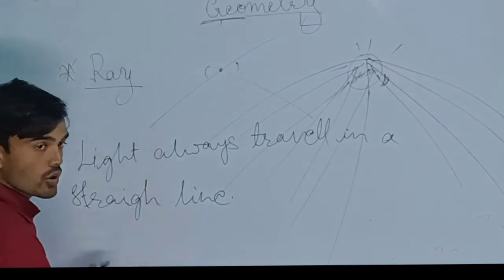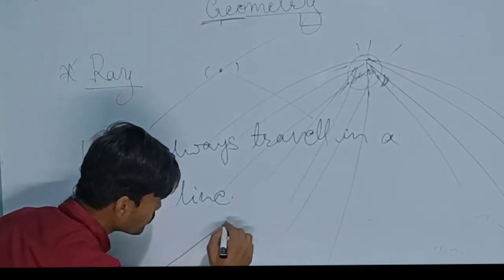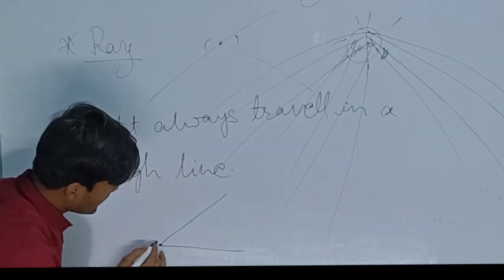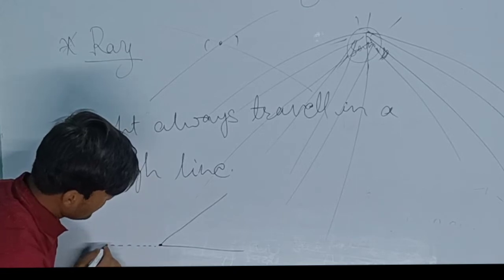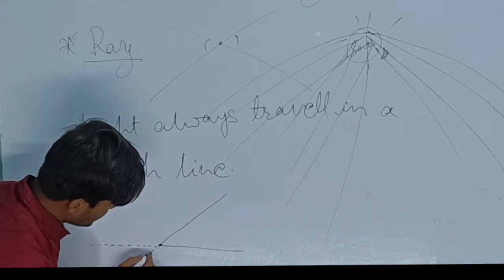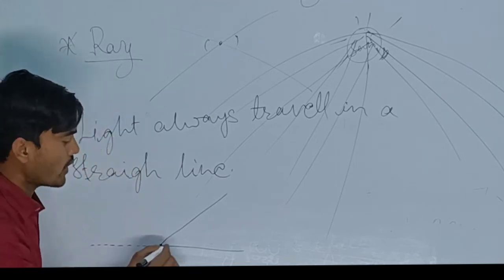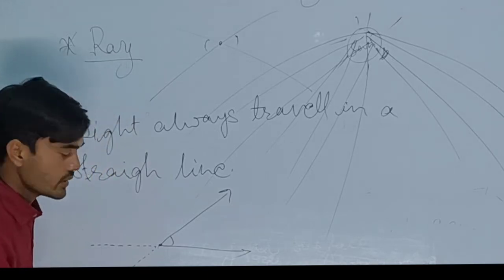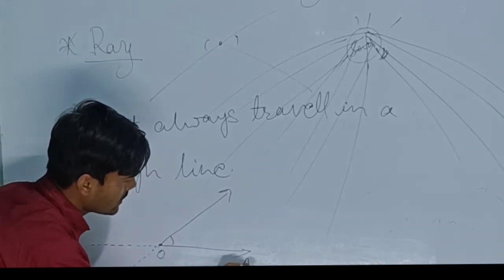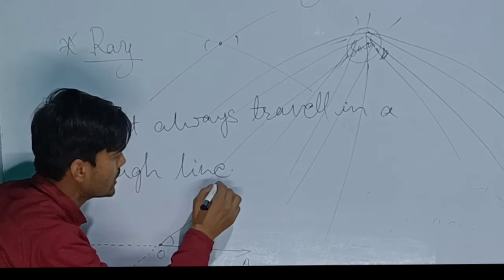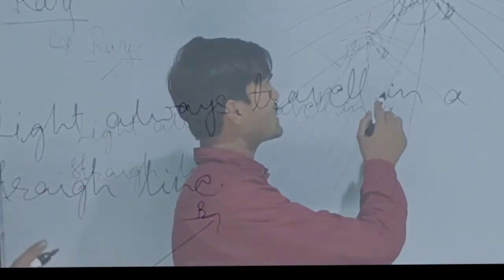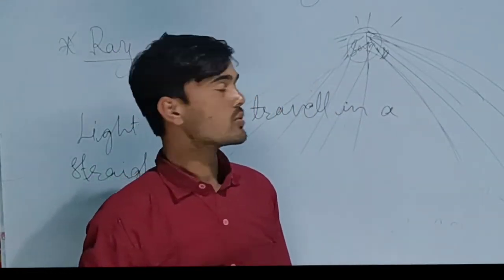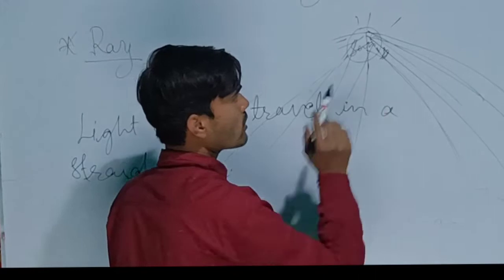Now, to understand ray, it is two lines. When two lines intersect at a point, this is an imaginary line. Okay, intersecting at a point, it forms an angle that is known as a ray. So naming it, it becomes AOB. Straight lines coming from the sun are an example of a ray.